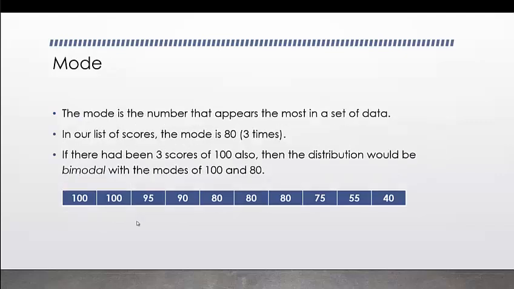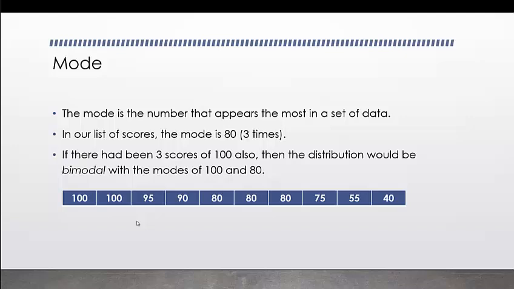So the last way we're going to look at expressing average is through the mode. The mode is the number that appears the most in a set of data. In our list of scores, the mode is 80. So when we look at our scores, we see that 80 appears 3 times. So our mode is simply 80.